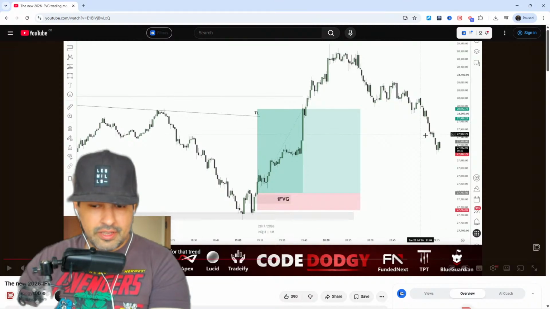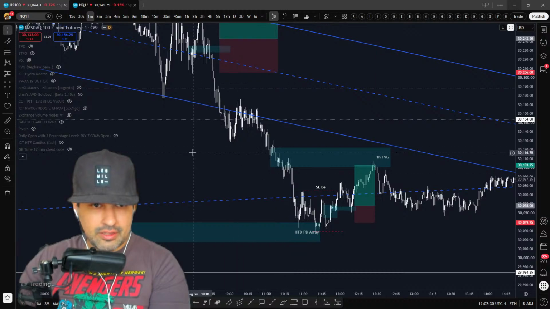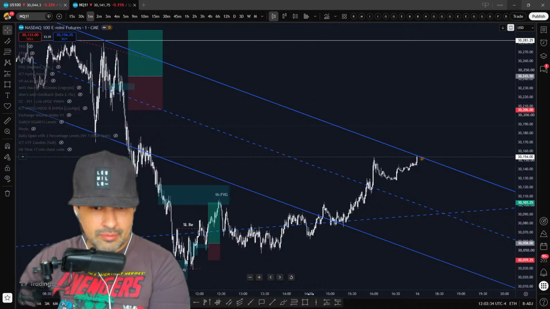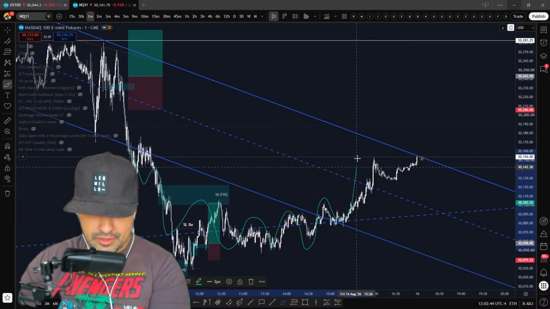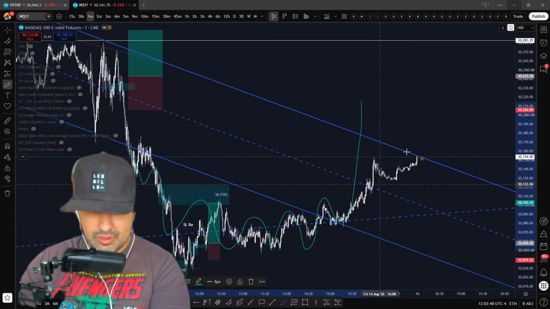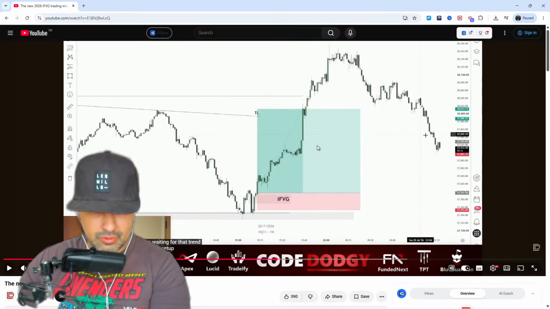Interesting. He's almost using a channel like auction market theory, where it goes outside the value area, and then once it goes back inside the value area, you expect a reversal. But he's doing it using a channel, because the price action is a lot more difficult than usual.